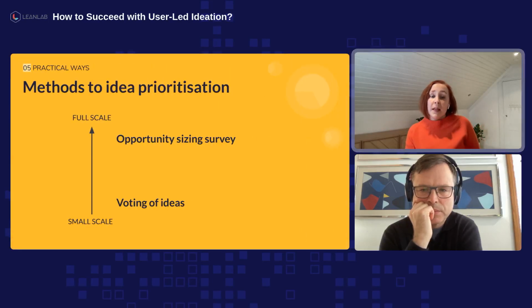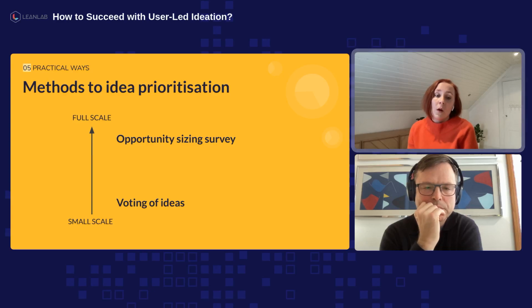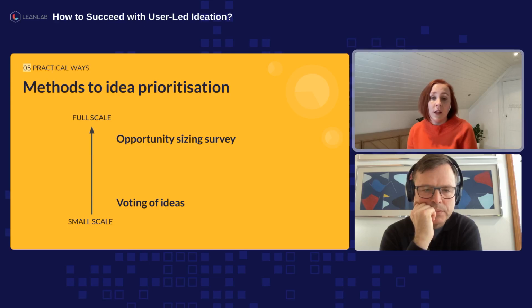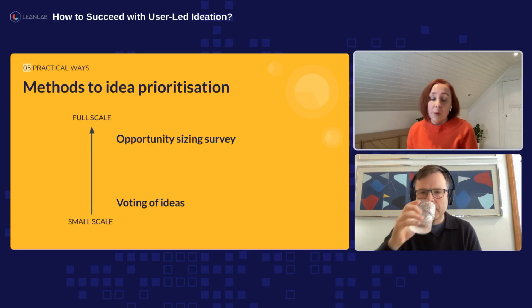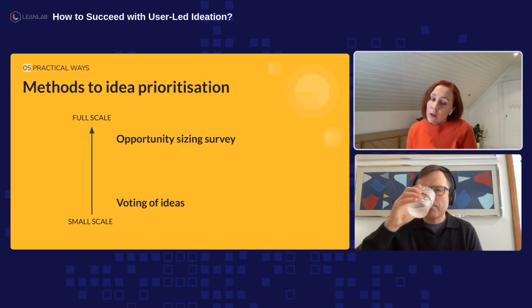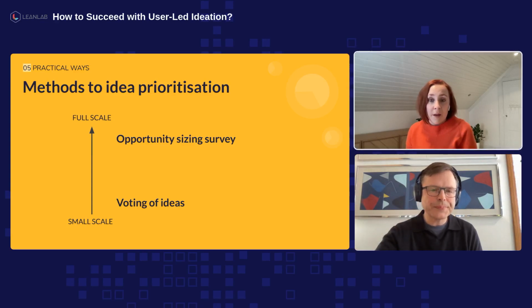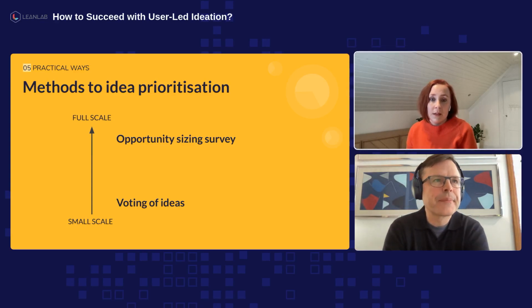And some methods to help you with the idea prioritization together with users. One of the smallest scale or the simplest ways is essentially just doing some voting exercises together with users, having them vote on which ideas they find most interesting or think would bring most value to them as part of the experience. That can be a really quick way for you to get forward and help you prioritize the development areas.